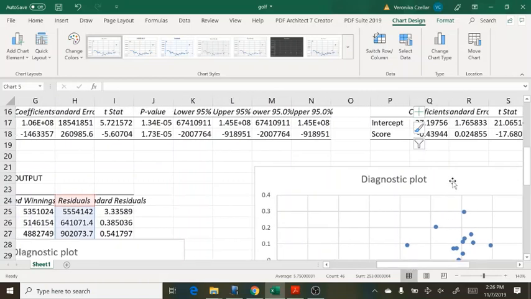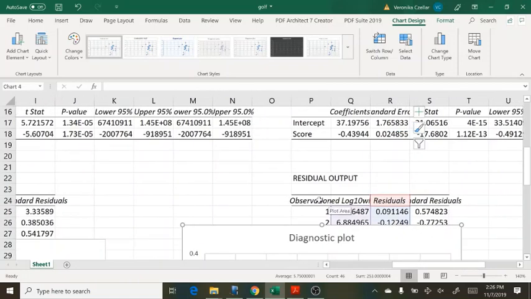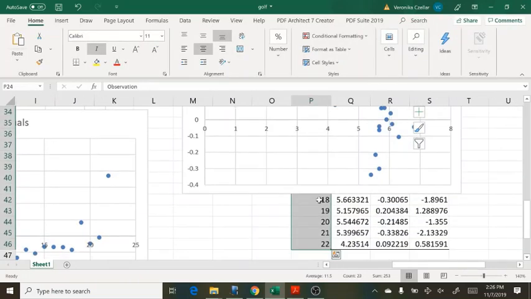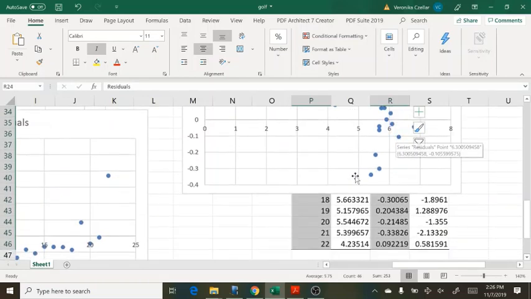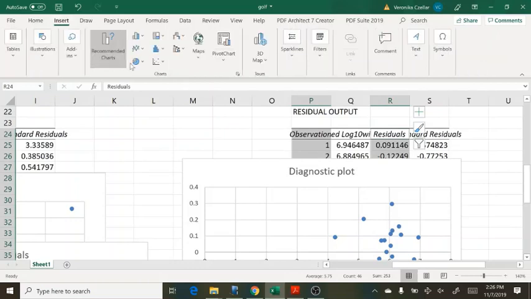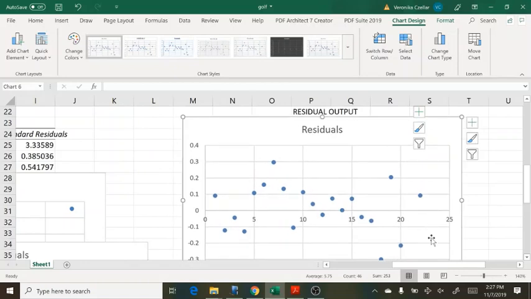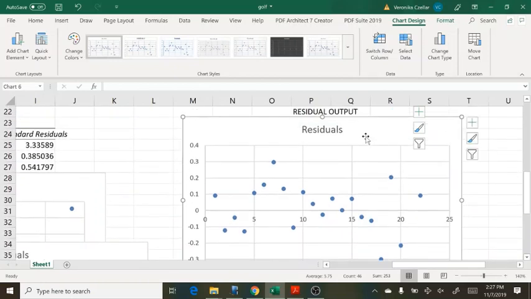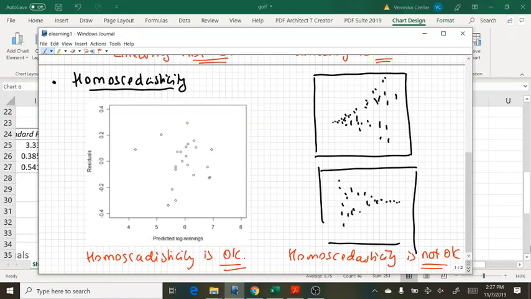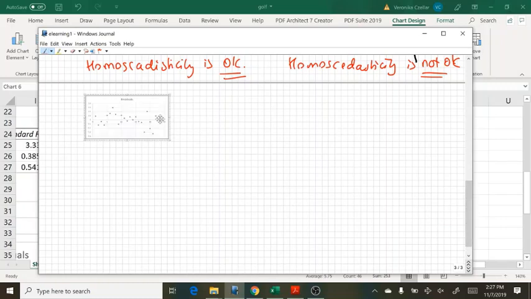And if I go back to the case where I have the log winnings, this is the log winnings model, I plot the residuals against the observation numbers, and this is what I have. And here again, something chaotic is good. So I will copy it to my slides here. Here we go.